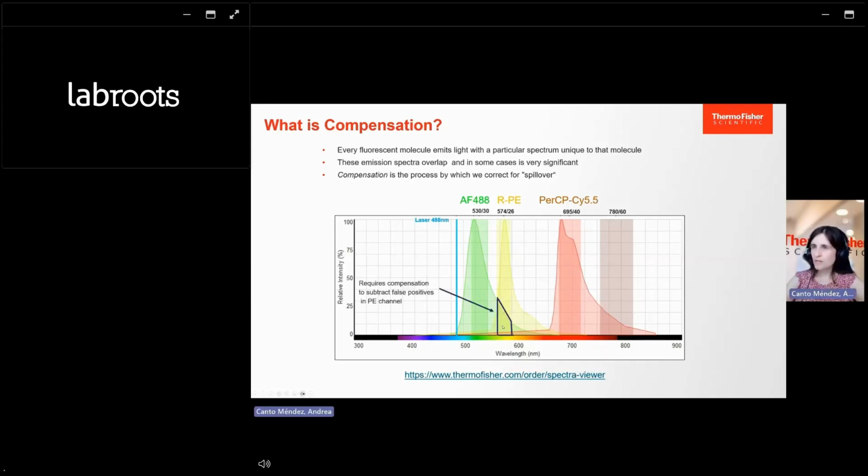This spillover requires compensation to subtract any false positives from the Alexa Fluor 488 signal in the PE channel, as compensation is a process by which we correct the spillover. As for PerCP-Cy5.5, you can see that there is some spillover into the 780/60 bandpass filter, but since we don't have any fluorochrome in this bandpass filter, there is no spectral overlap, and therefore we don't need to apply compensation.